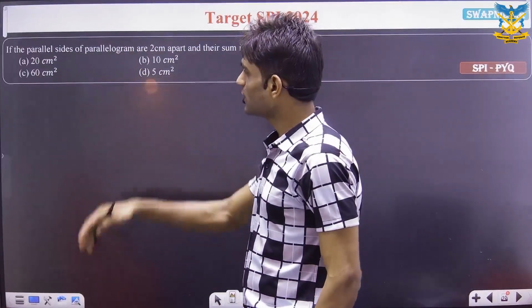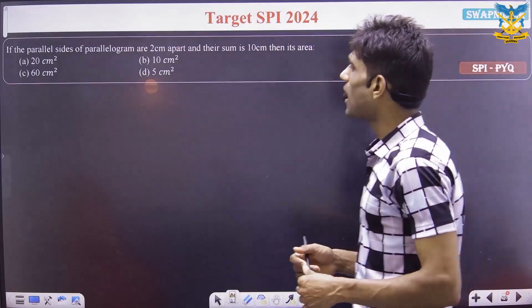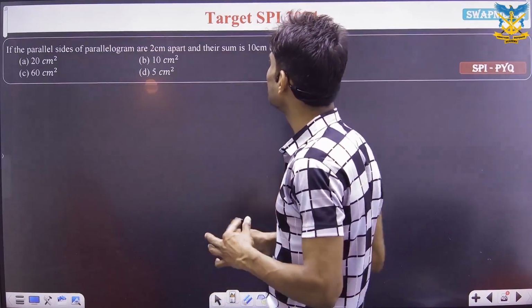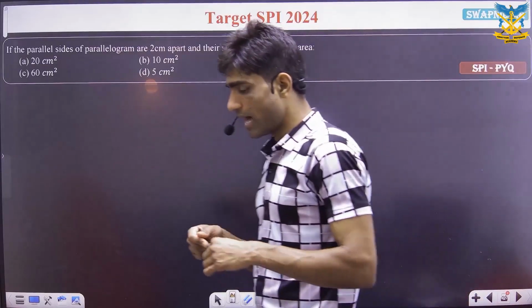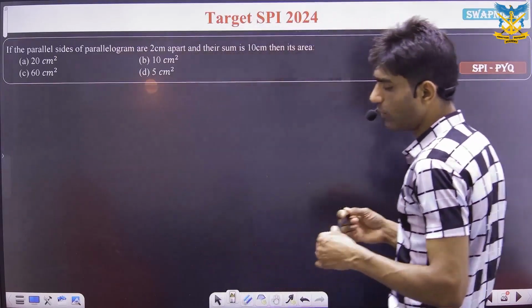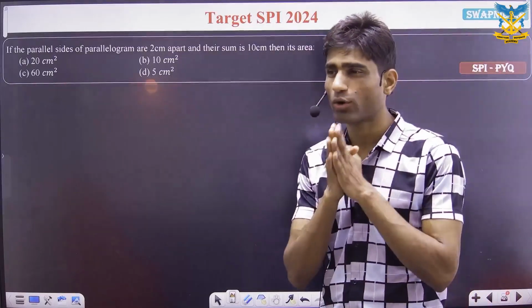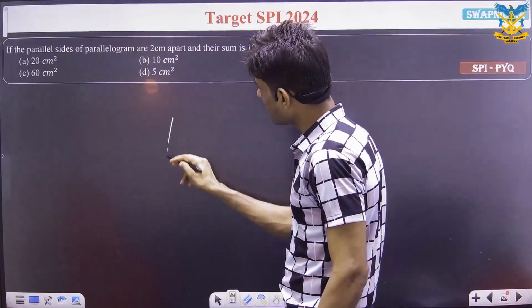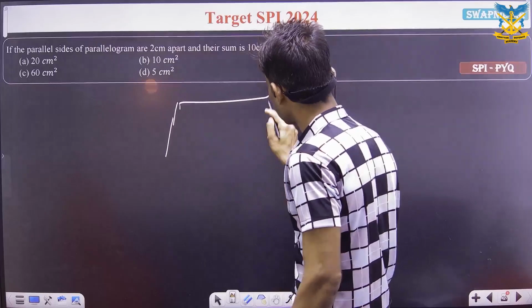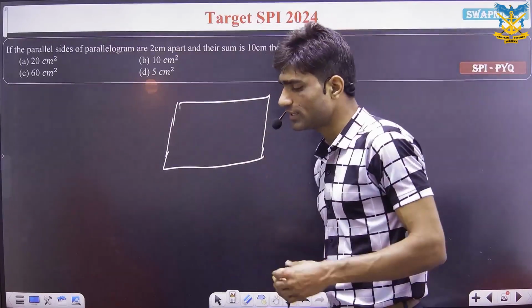In our next question, we are given that the parallel sides of a parallelogram are 2 centimeters apart, and their sum is 10 centimeters. Then find its area. So you all have to understand what the area of a parallelogram is. Let me plot the parallelogram first. Consider we have this parallelogram.